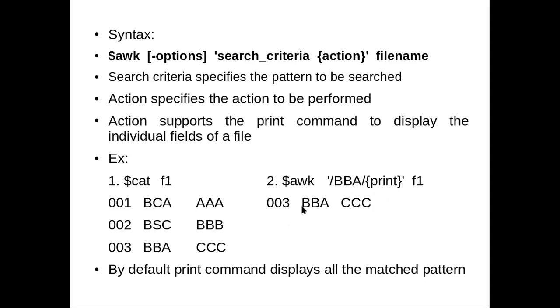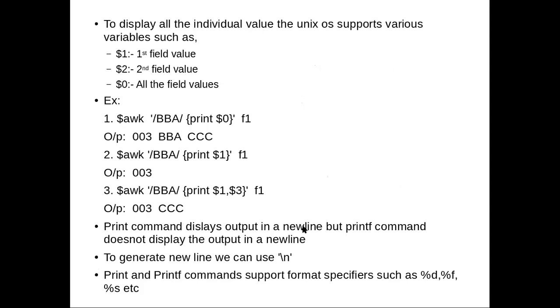So we were discussing the syntax of the awk command. Awk is followed by options, and then the search criteria and action within the single quotes. Search criteria is the pattern we are searching for, and if we find that pattern, the action we have to perform has to be within the 2 curly braces. Usually the action is to print the entire record values or the individual field values. Then what is the file name? And I will show you one example also.